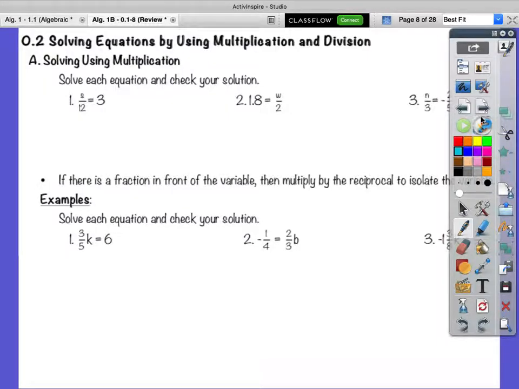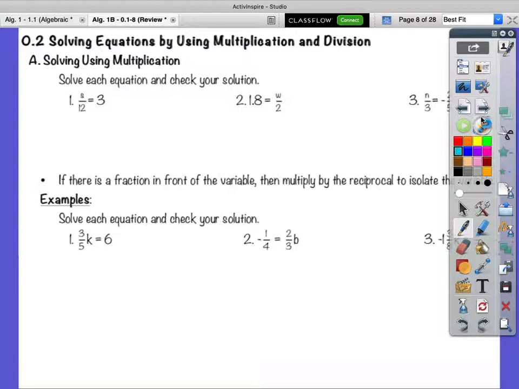Alright. Okay, let's flip the page here. So, solving equations by using multiplication and division. We did a lot of addition and subtraction. Now we're gonna switch gears and do some multiplication and division. Seem a little hyped about that, Caden.